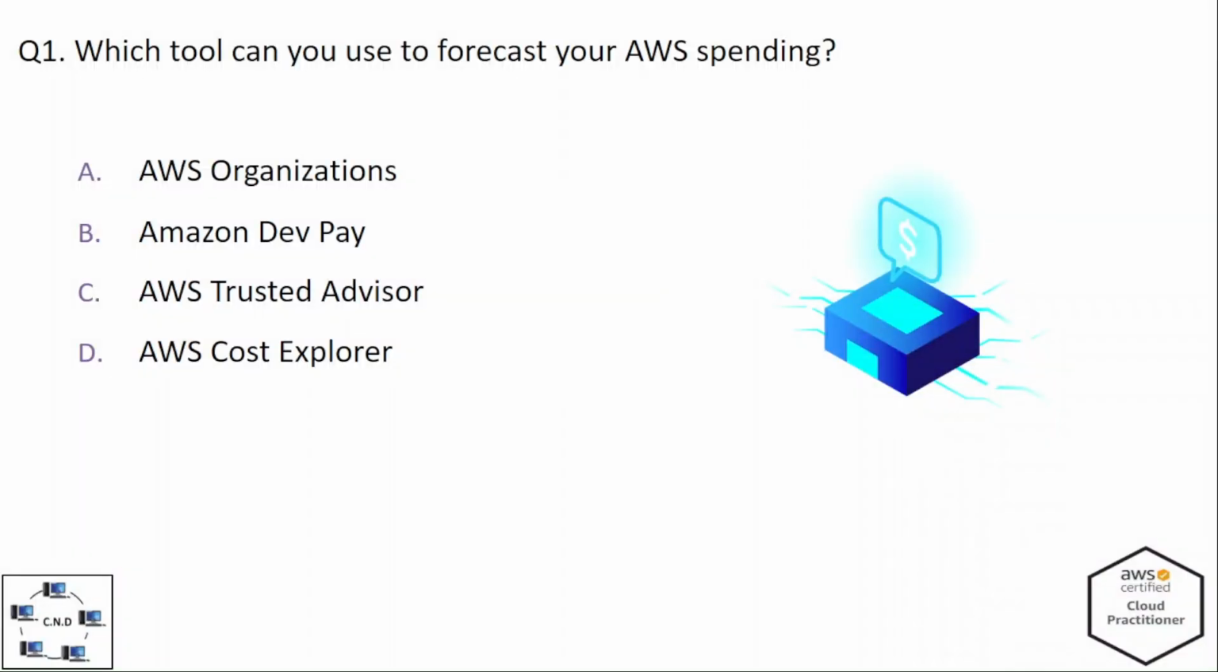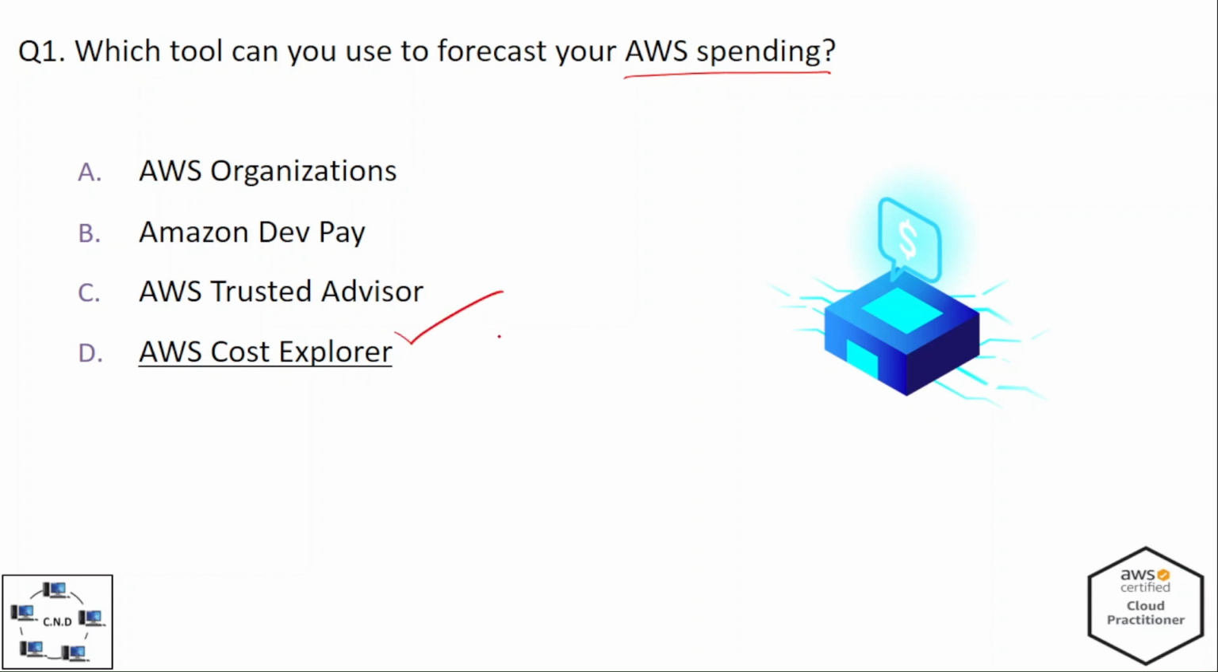So question number 1 is: which tool can you use to forecast your AWS spending? And the options are A. AWS Organizations, B. Amazon DevPay, C. AWS Trusted Advisor, and D. AWS Cost Explorer. And the correct option is option D.